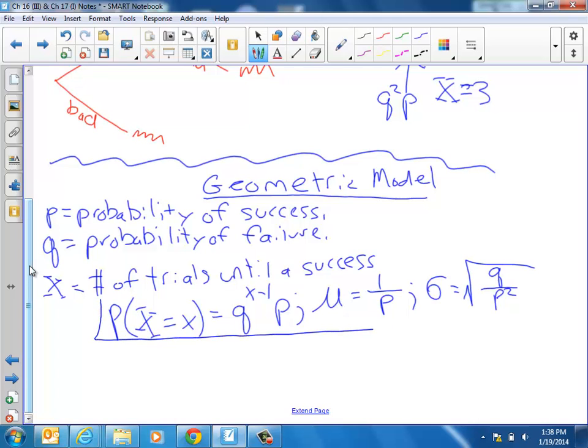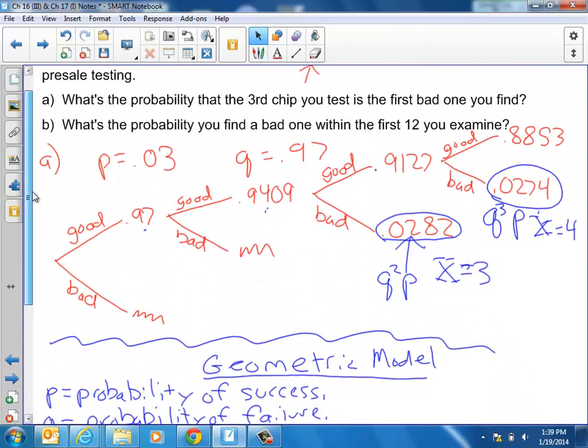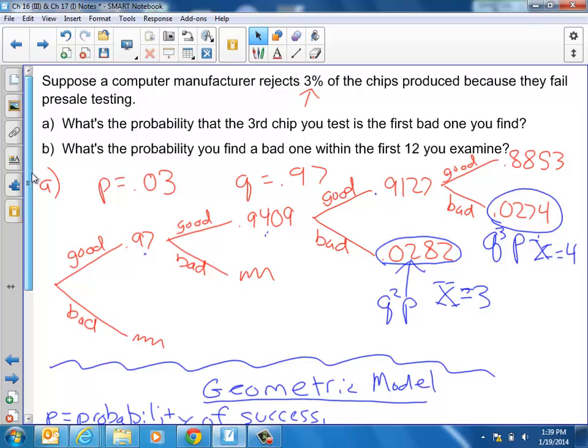However, everything in this box you need to know not only for my test coming up in probably a week's time, maybe just over, but also for the AP exam. Your formula sheet, your reference sheet doesn't have those things on it. You're expected to have those memorized. So important to know. All right, so we actually found the probability that the 3rd chip you test is the first bad one a while ago right here.